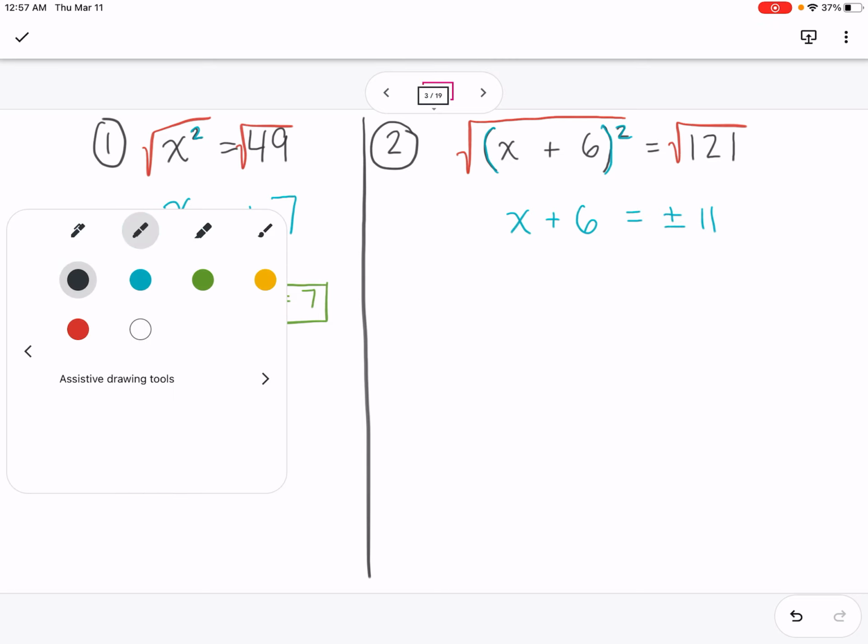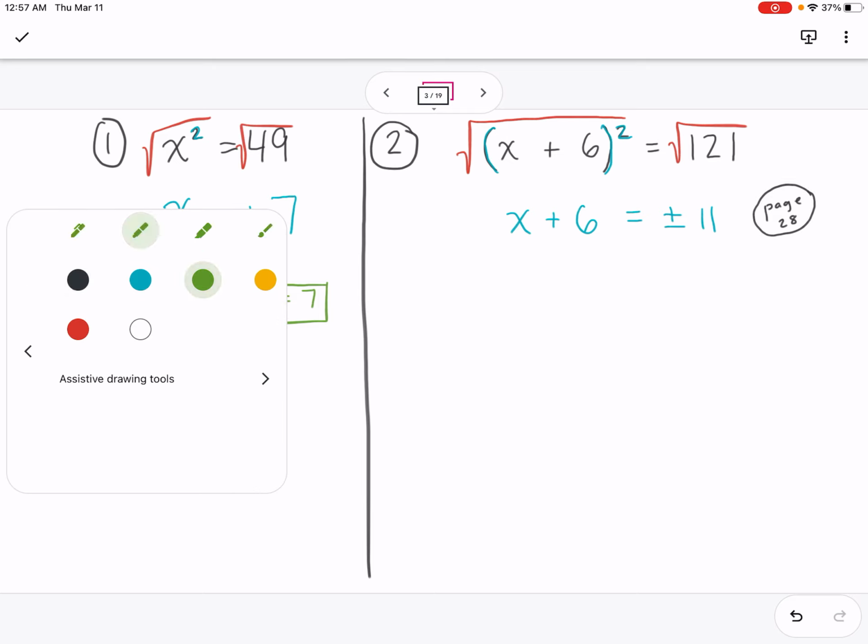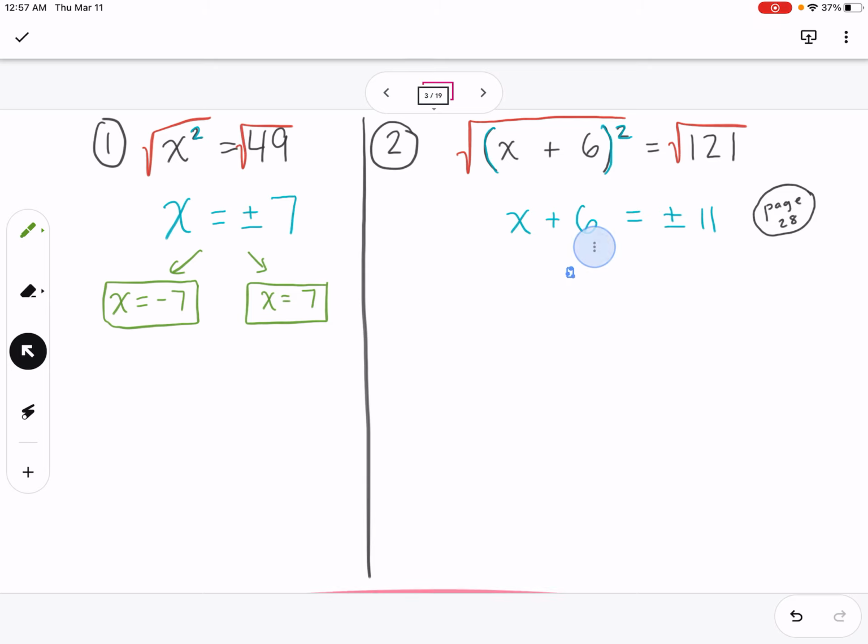If you're looking for where to find all the square roots, maybe you didn't remember 121, they should be written on page 28 in your notes. But once I have plus or minus, that's what causes me to split this into 2 equations, because what this equation says is that x plus 6 could equal negative 11, or x plus 6 could equal positive 11.